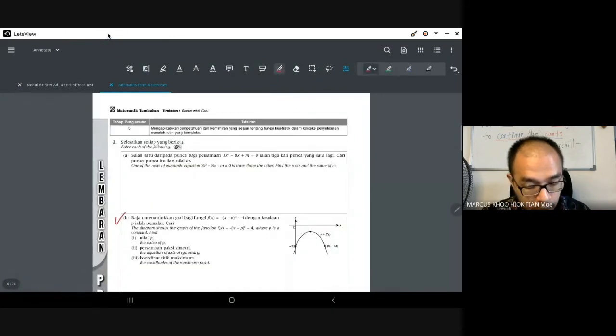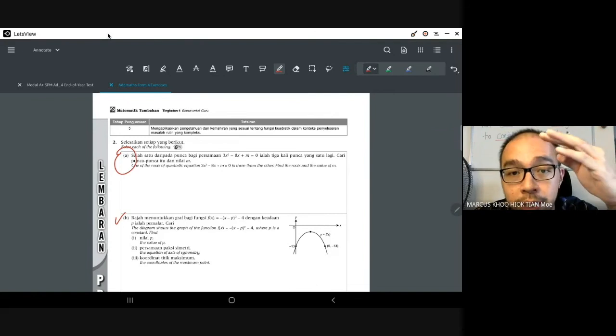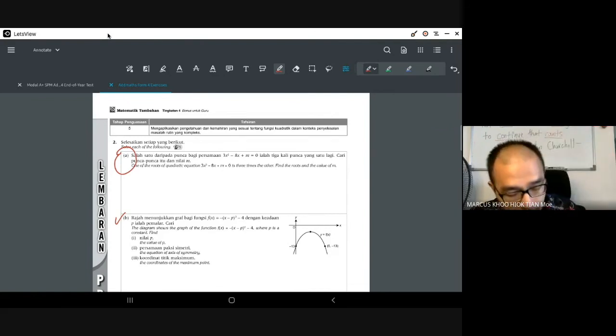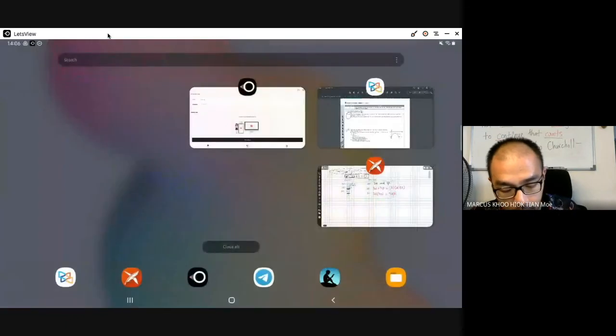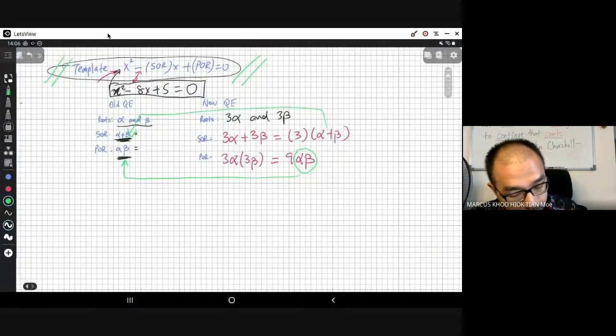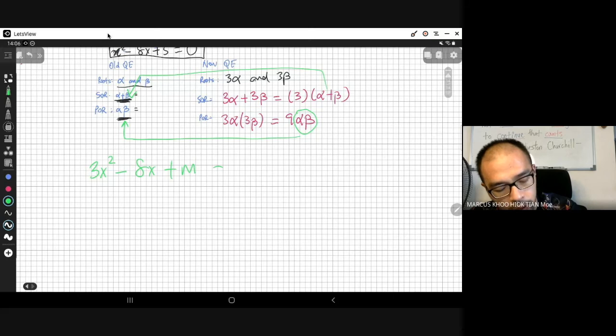Question number 2. One of the roots of the quadratic equation is 3 times the other. Find the roots and the value of m. This one is a bit complicated, but we'll try. 3x squared minus 8x plus m equals 0.